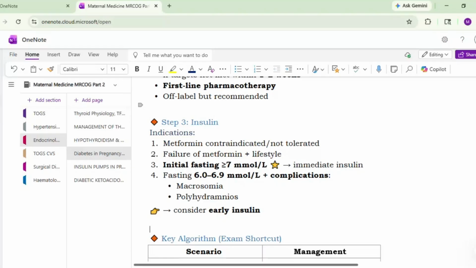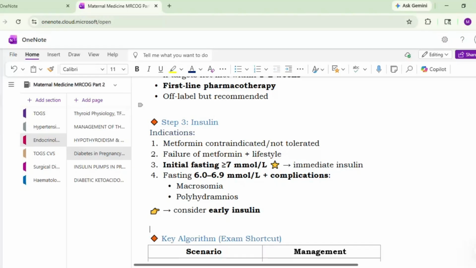So fasting glucose less than 7 millimoles per liter, it will be lifestyle modification, diet plus exercise. If not controlled, go for metformin. If not controlled, add insulin. But if the fasting is more than 7 at the beginning only, then immediate insulin is required.